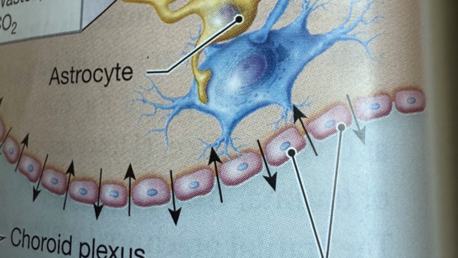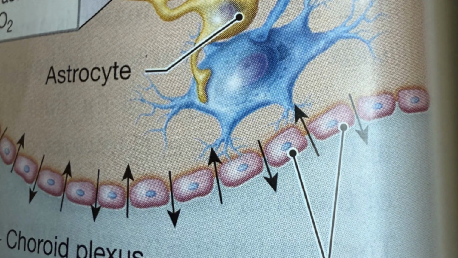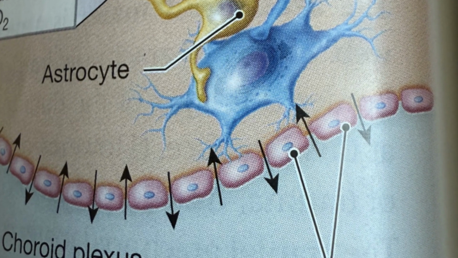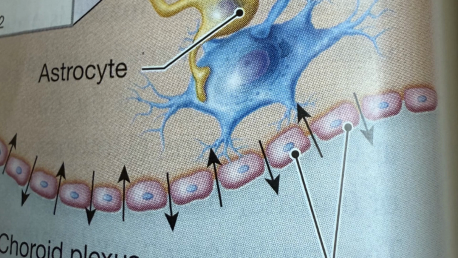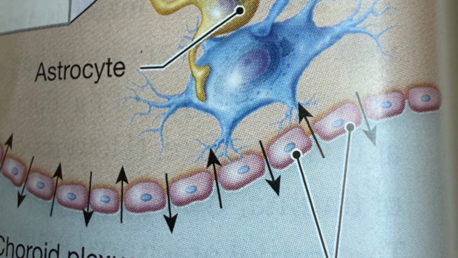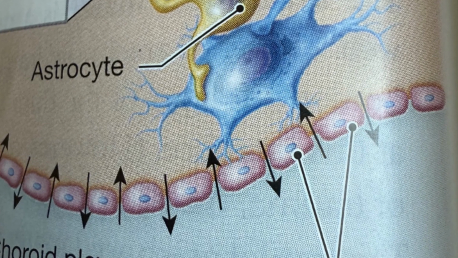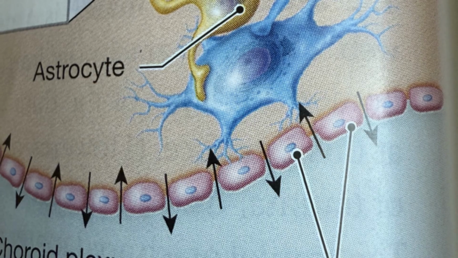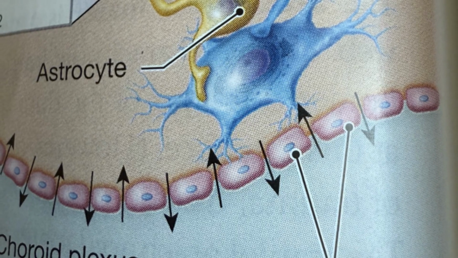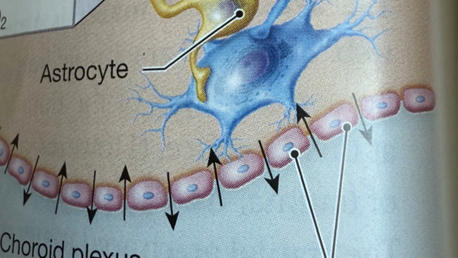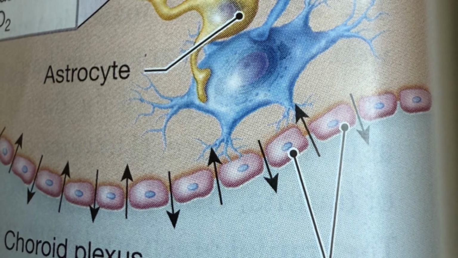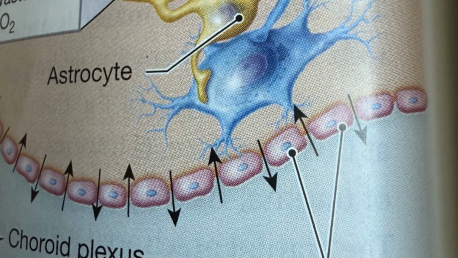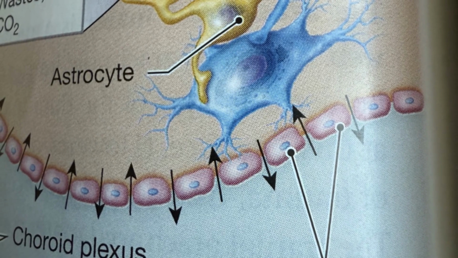Both astrocytes and ependymal cells are types of glial cells, which are the support cells of the nervous system. Astrocytes are a star-shaped type of glial cell in the central nervous system, CNS, that provide structural support, form the blood-brain barrier, and regulate the environment around neurons. Ependymal cells are another type of glial cell that line the ventricles of the brain and produce cerebrospinal fluid.